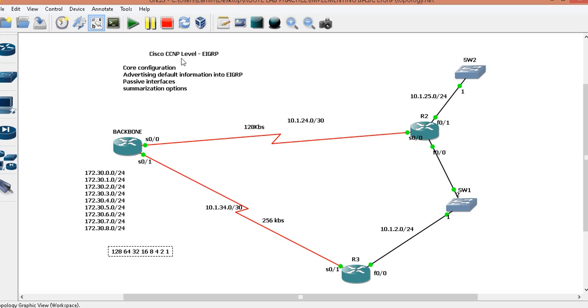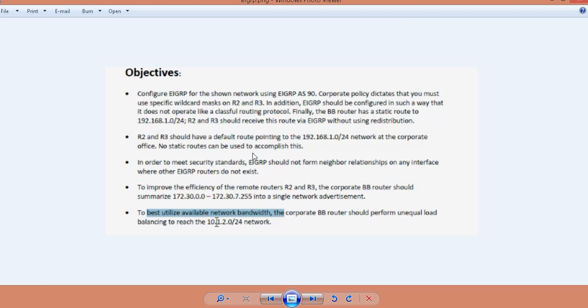This is my EIGRP topology. So I will be accomplishing the core configuration. I will be advertising the default information into the EIGRP, and I will configure the passive interfaces into interfaces where there will be no network relationship, and I will also accomplish some summarizations. We will summarize these loopback interfaces here.